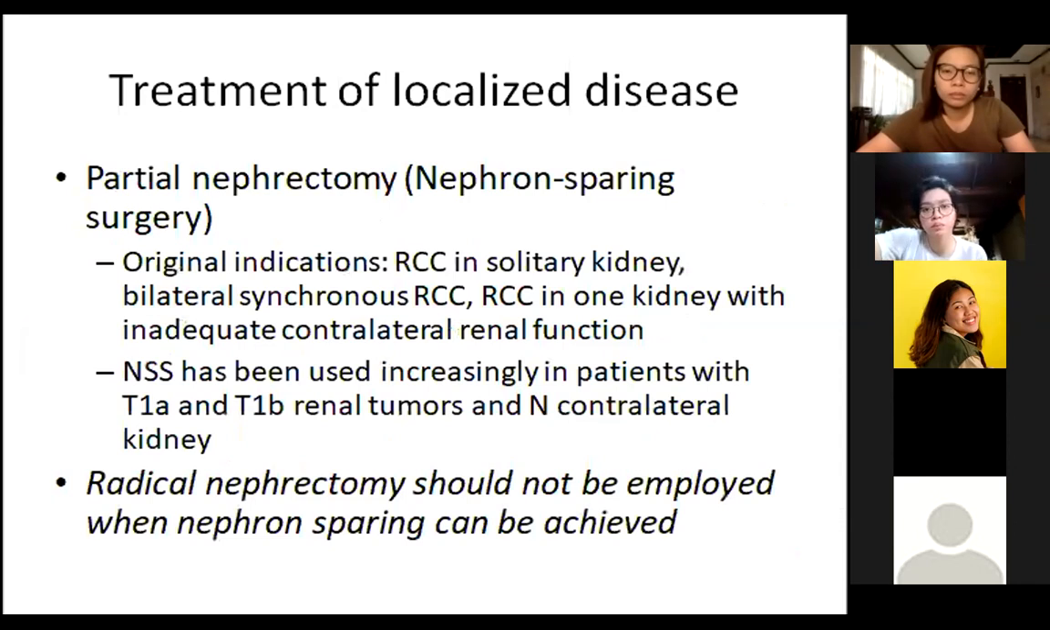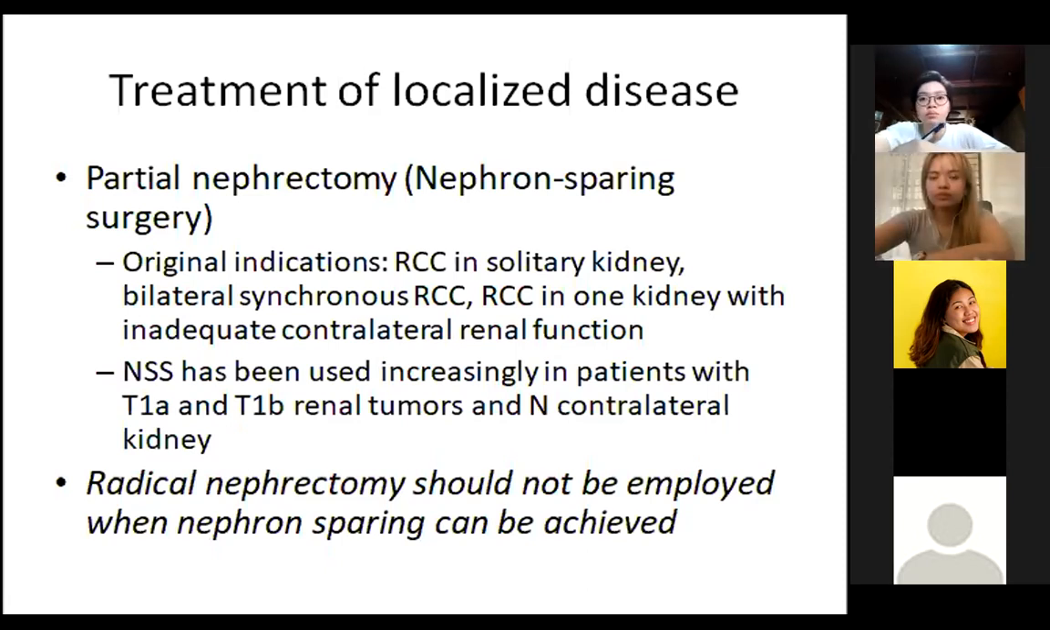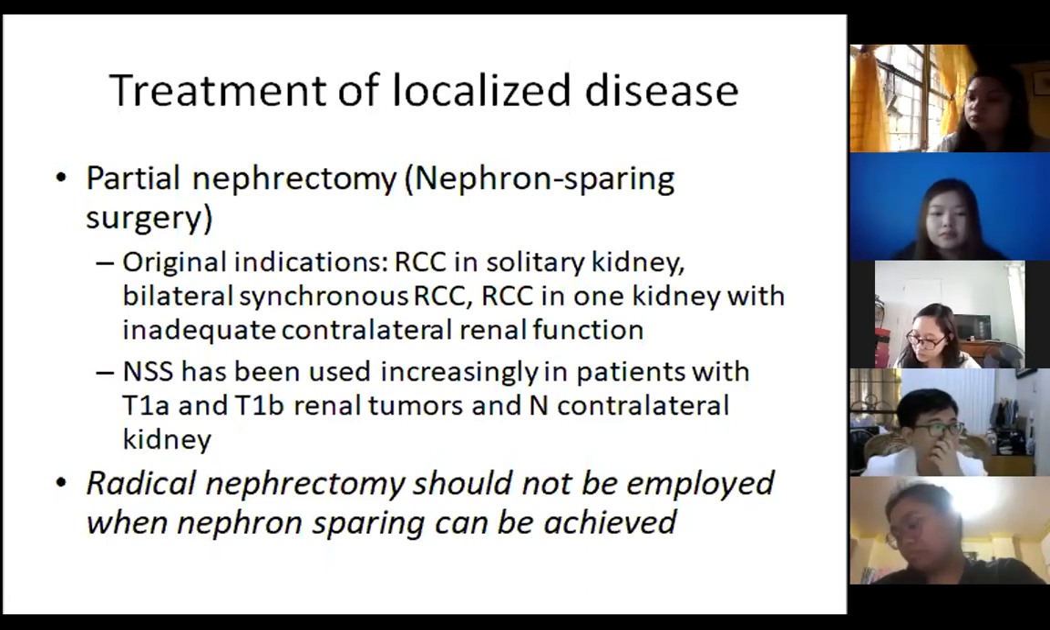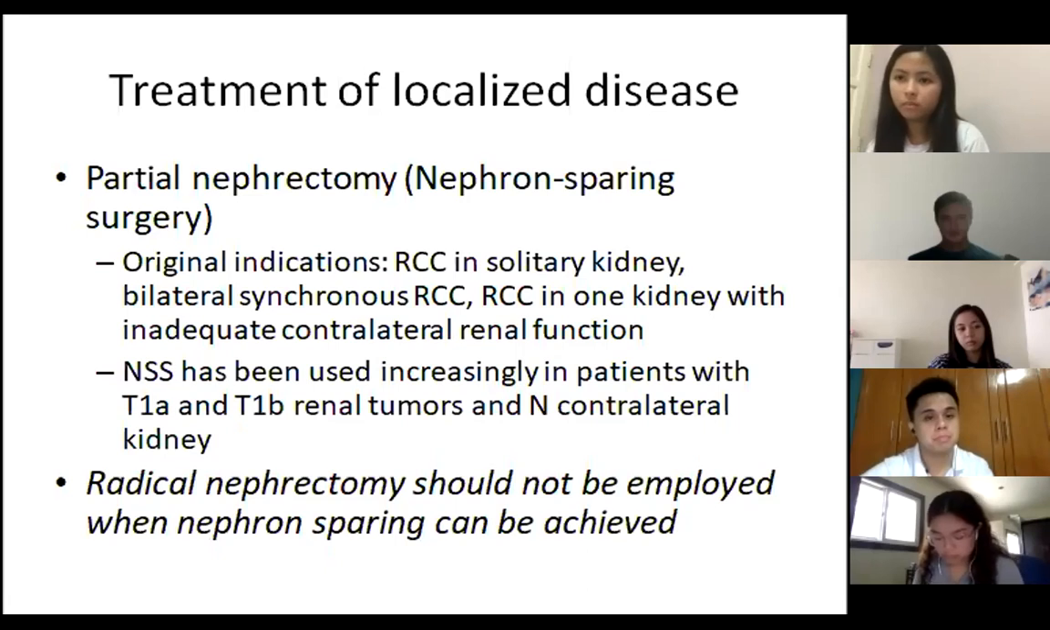Partial nephrectomy, initially, had original indications: RCC in a solitary kidney, bilateral synchronous RCC, in other words occurring at the same time, or RCC in one kidney with inadequate contralateral renal function, when you already have CKD. Usually, partial nephrectomy or nephron-sparing surgery has been used increasingly in patients with T1A and T1B renal tumors and a normal contralateral kidney. Its original indications have now widened.